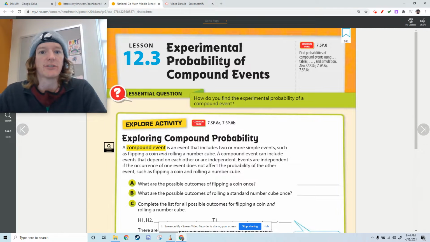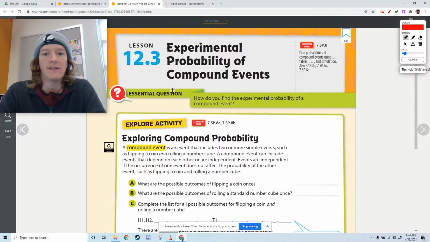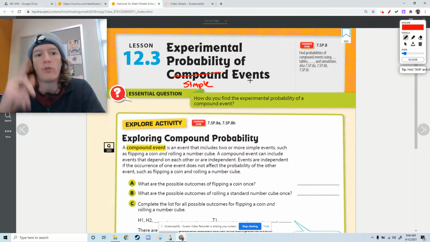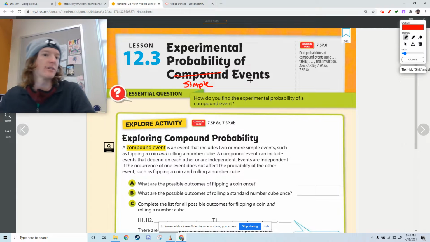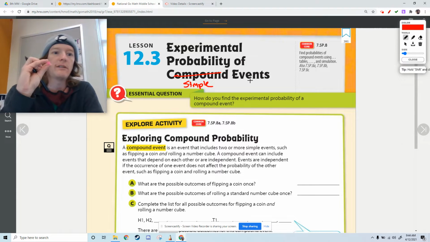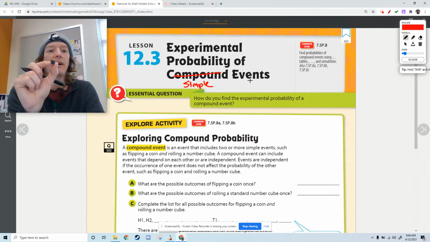This will be a video for section 12.3. We're going to do the experimental probability of compound events. In the last section, we didn't do compound, we did simple. But we only had one possible outcome. So like if I reach in this container, I draw a pink. Or if I reach in this container, I draw a black.